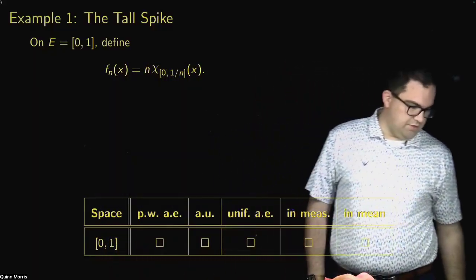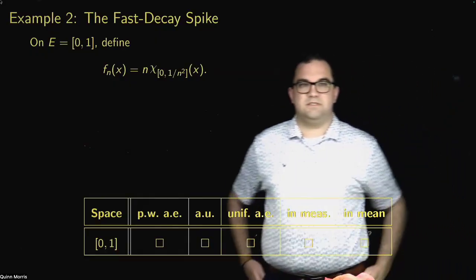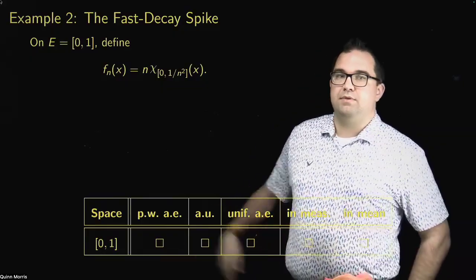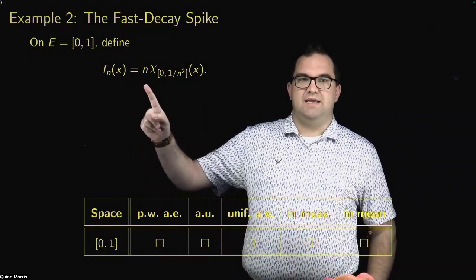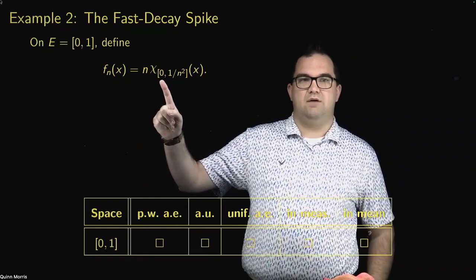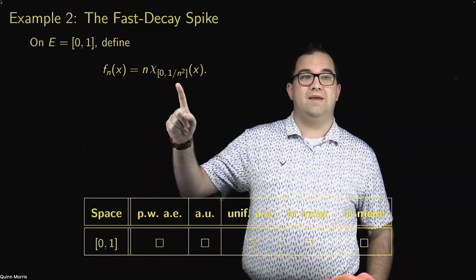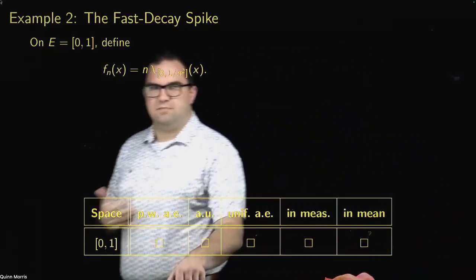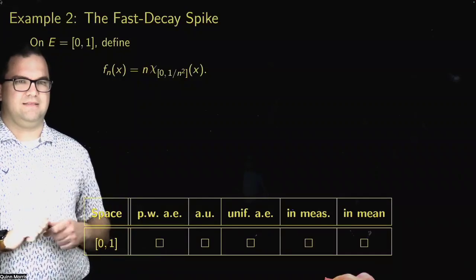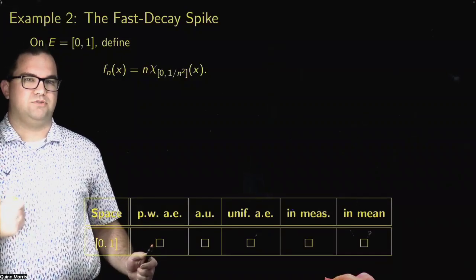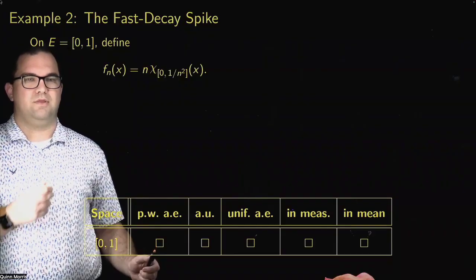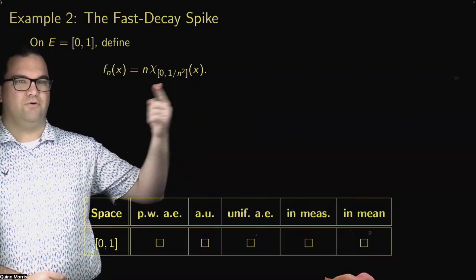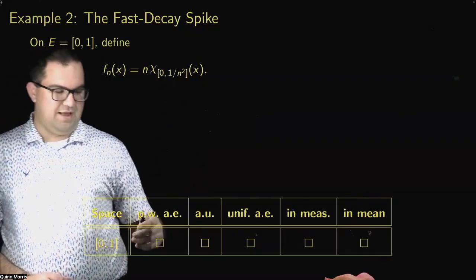All right, so let's look at another example. This is nearly identical. This is what I'm going to call the fast decay spike. It is the function which is n times the characteristic function of the interval 0 to 1 over n squared. We're going to step through this fairly quickly because most of the arguments are exactly the same. It converges pointwise almost everywhere to 0. The only place you have an issue is at 0. In some ways, it's converging faster because this interval is shrinking faster.